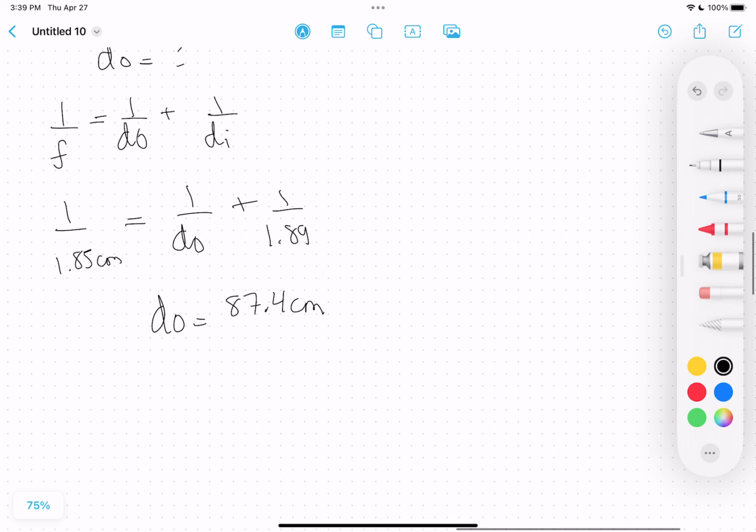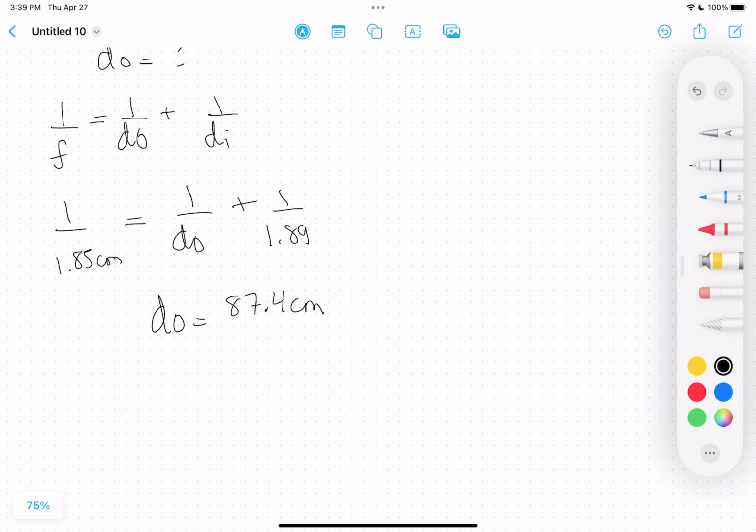The retina would serve as the distance from the object, correct? DO. Retina serves as the image distance. Oh, image distance. So 1.89 centimeters is the image distance, and we're trying to find the DO. Yeah, you're trying to find where that object is located relative to the lens.